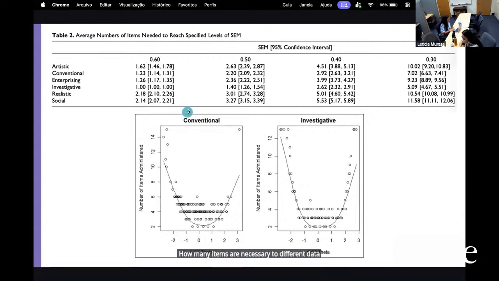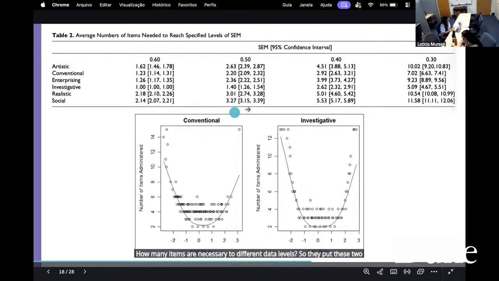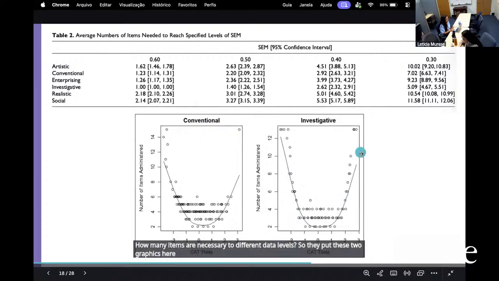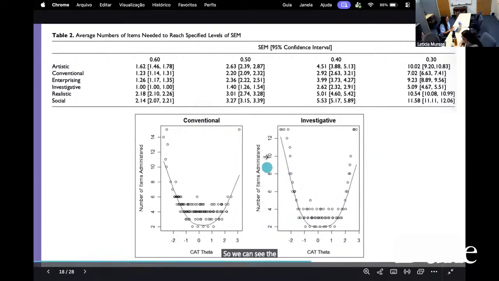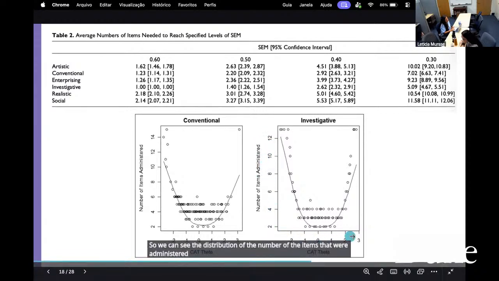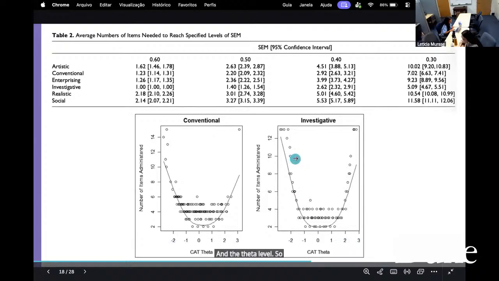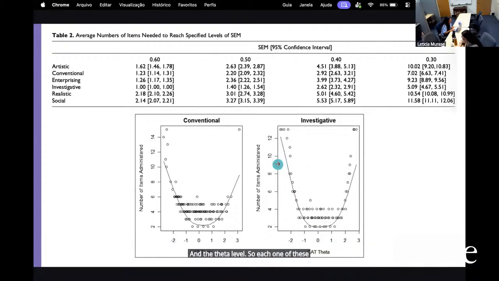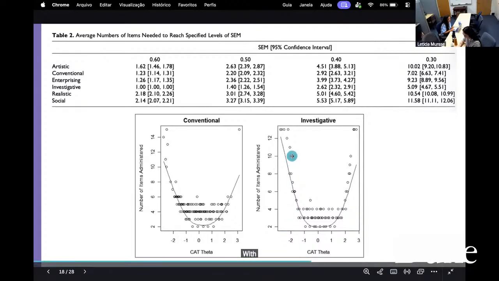So they put these 2 graphics here so we can see the distribution of the number of items that were administered and the ability level. Each one of these dots is a person with their estimated ability level and the number of items administered.